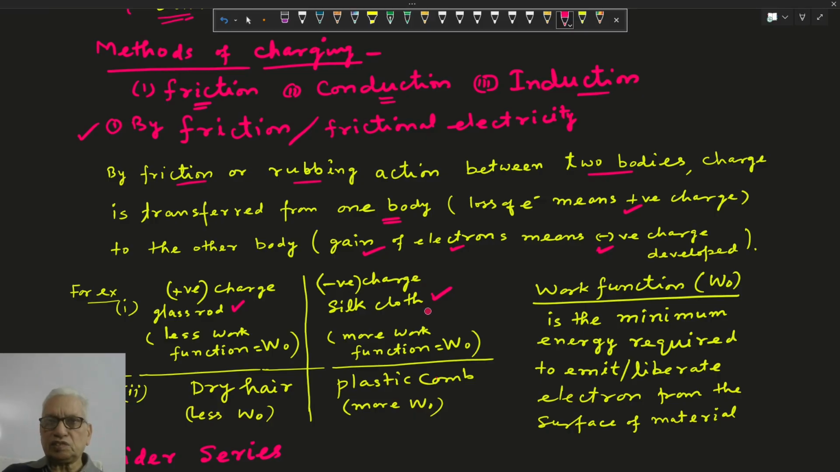It is the question from which body to which body electrons are transferred. Electrons are transferred from the less work function body to the more work function body. Work function is the minimum energy required to emit, to liberate, the electron from the material surface. So whose work function is less will easily lose electrons, and whose is more will gain them.